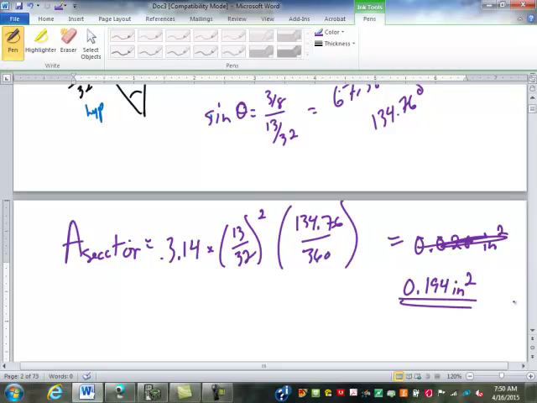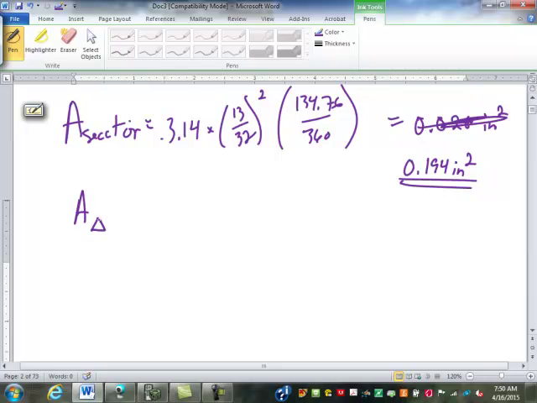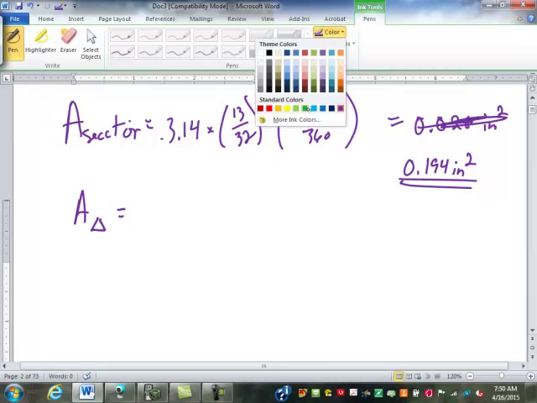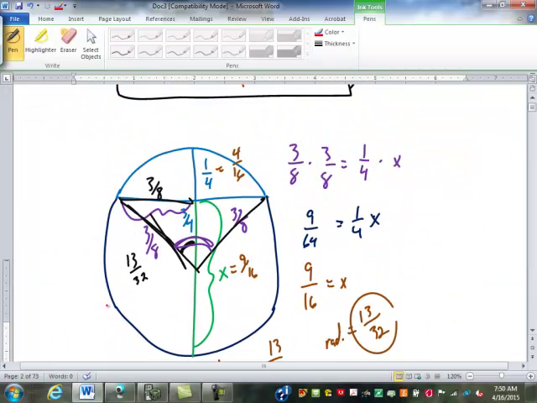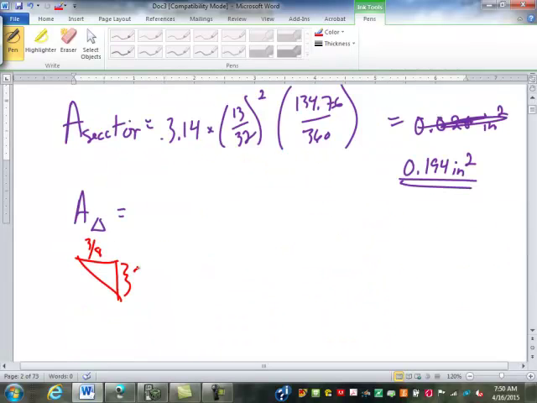Now we need to find the area of that triangle so we can subtract it out. Well, that triangle was 3/8 here, right? And here it was 13/32 minus a quarter, so it's going to be 5/32 here. Right? So that area is 3/8 times 5/32, divided by 2, but then times 2 because there's 2 of them.